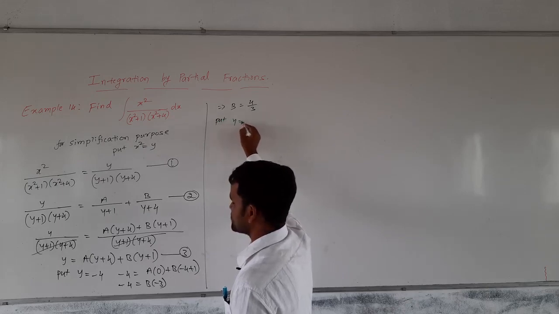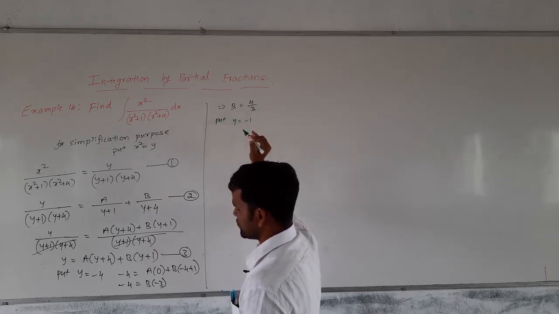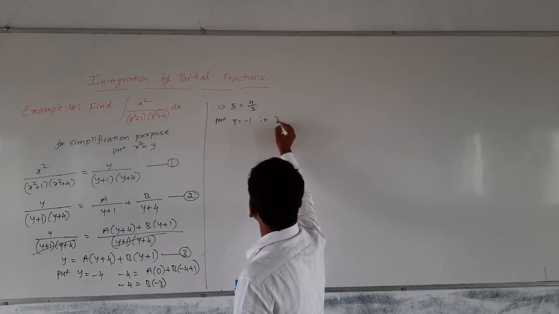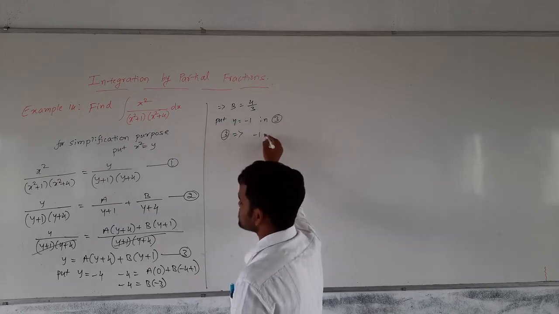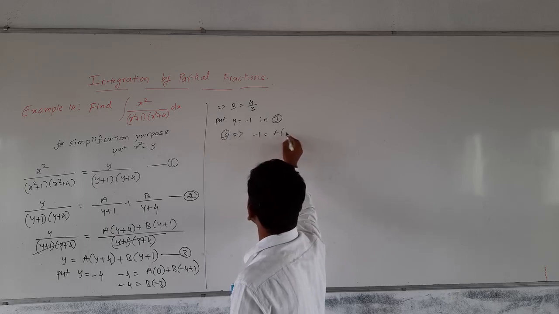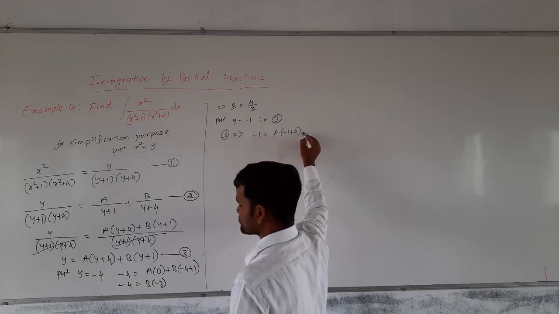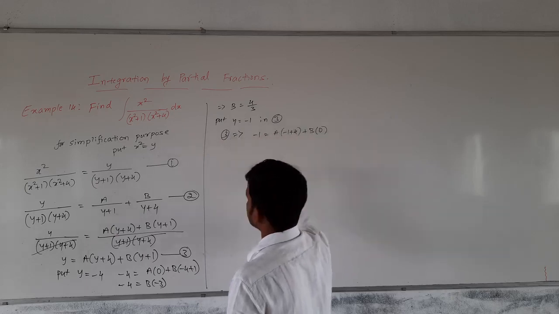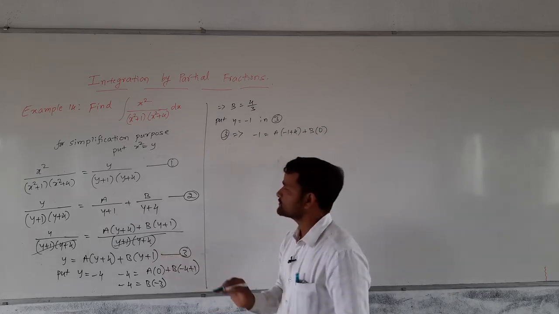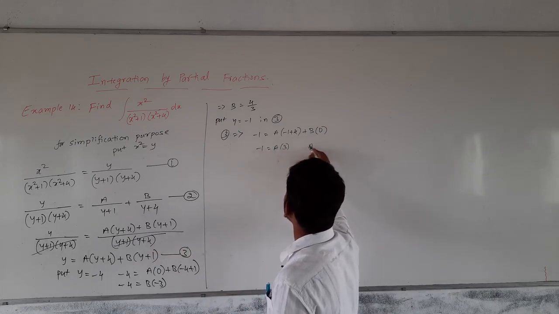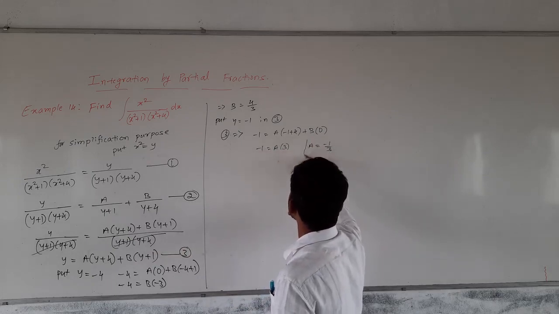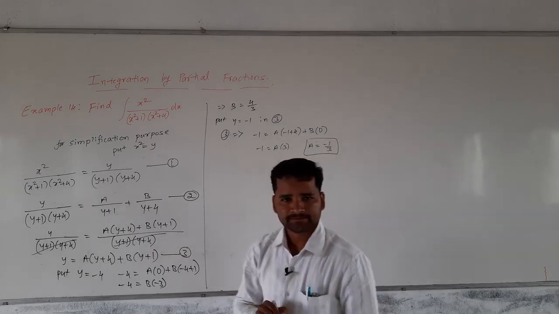Now to find out the value of a, what you do? You substitute y is equal to minus 1 in equation 3. Then equation 3 implies minus 1 is equal to a into minus 1 plus 4 plus b into minus 1 plus 1, 0. We have minus 1 is equal to a into 3. Therefore, a is equal to minus 1 by 3.